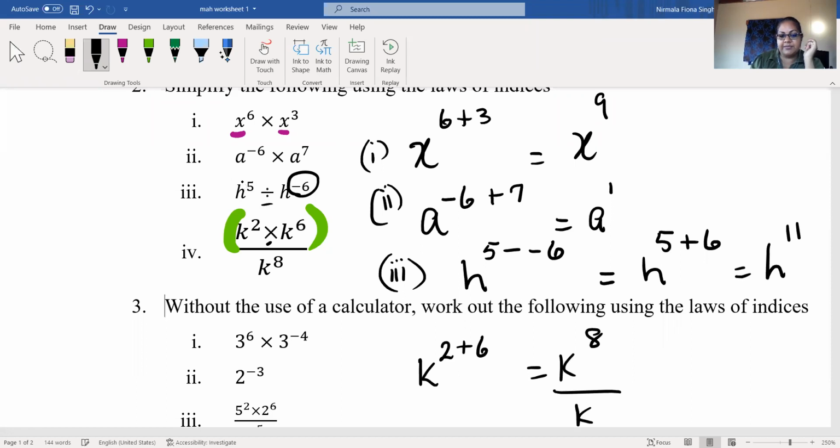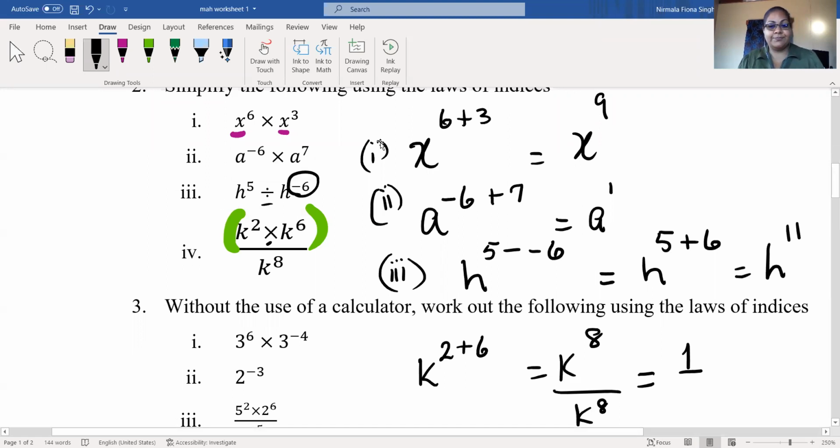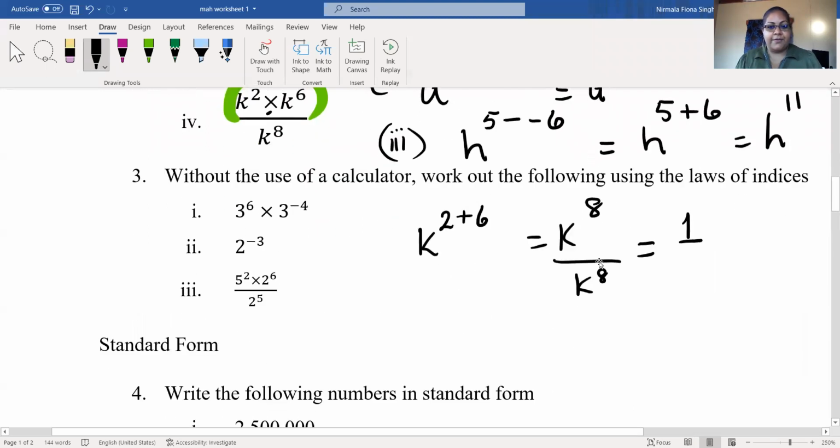And this is k to the 8 divided by k to the 8. Y'all, these are the same thing. Anything divided by the same thing is equal to, anybody? Itself, 1. Anything divided by itself is equal to 1. So k to the 8, no matter how big k to the 8 was, divided by k to the 8, gives me 1. All right, so even though that looked a little bit complicated, it wasn't.